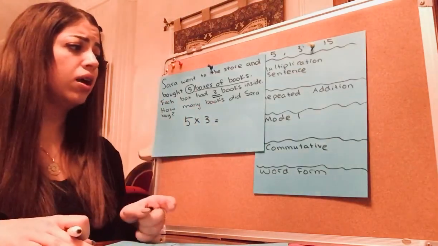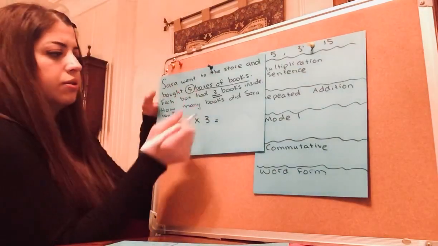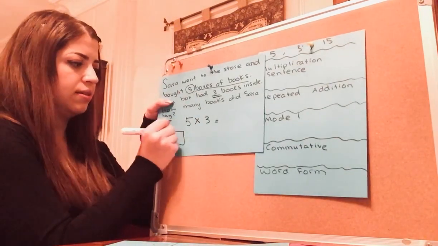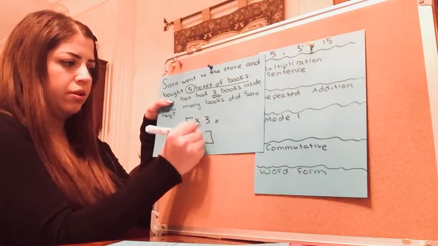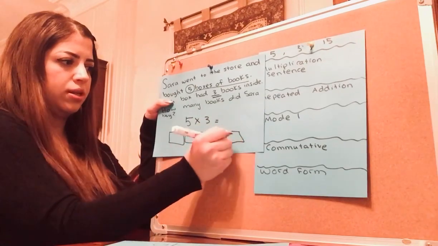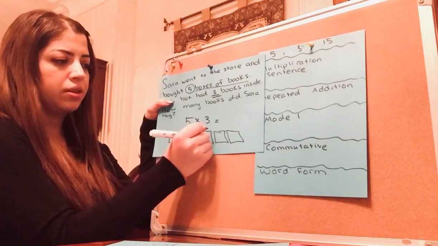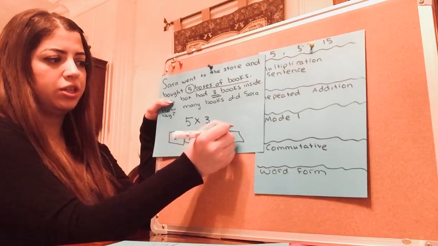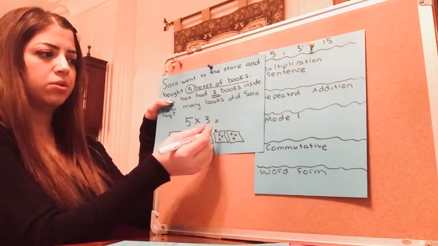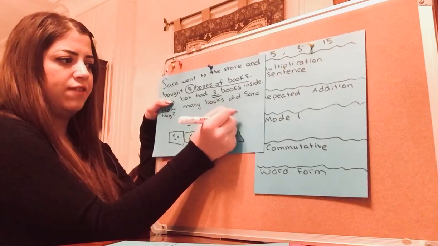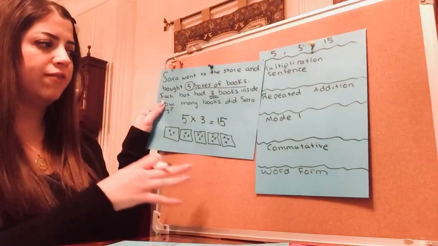Now, another way to solve this is to model it. I can draw my 5 boxes, just like we did before, we modeled it, and I can place 3 different books inside. Now, by doing this, we can count all the books that she had bought and see my total. Here it shows me that she has 15 books. She has now bought 15 books.